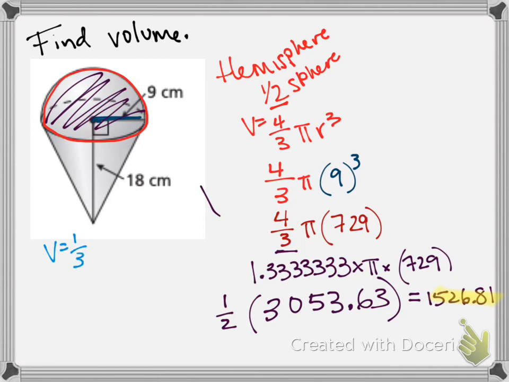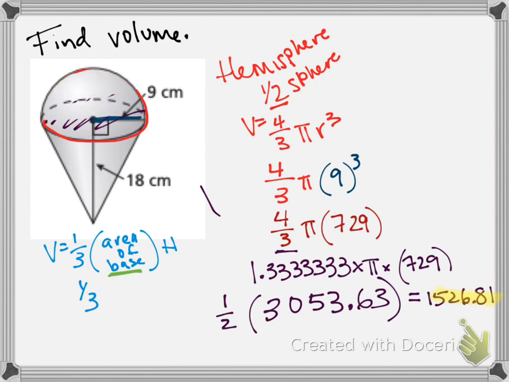Now the volume of the bottom. We'll do 1/3 times the area of the base times the height of the whole object. So the area of the base is a circle. I'll erase it so you can see. So we're going to need to use area equals pi r squared. So the radius is 9, so pi times 9 squared. So pi times 81.